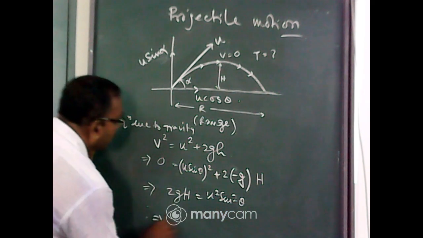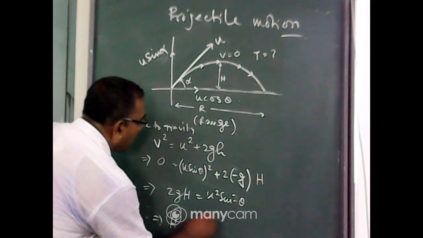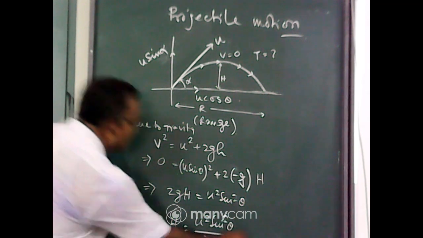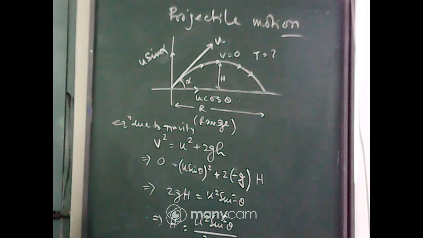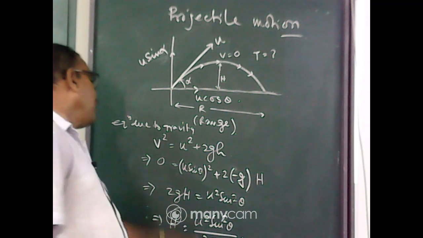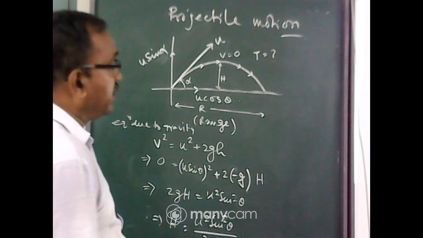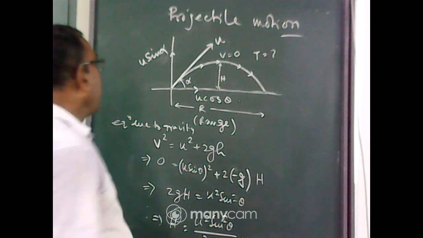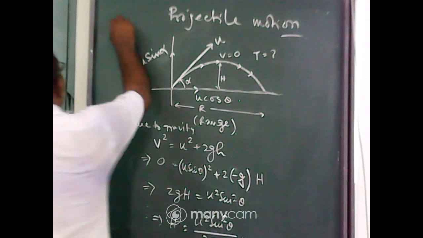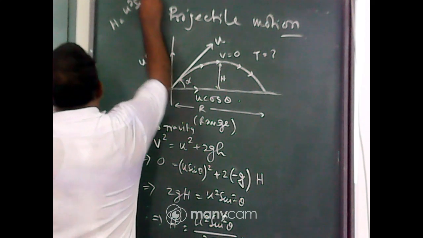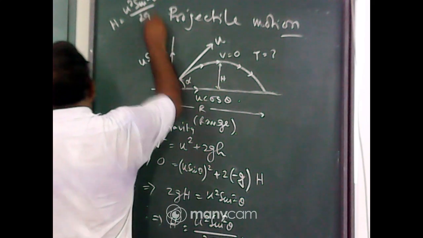So H equals u square sin square theta by 2g. My dear student, you check it. The height of the projectile motion is equal to u square sin square theta by 2g. Clear?